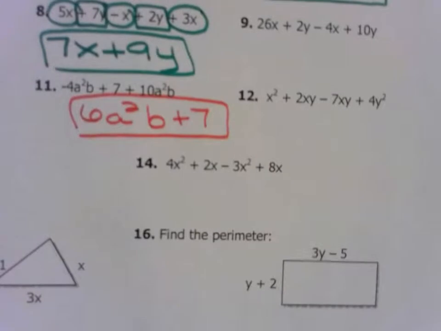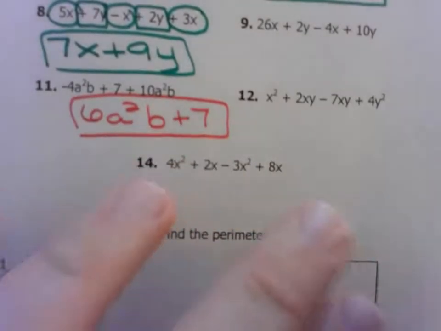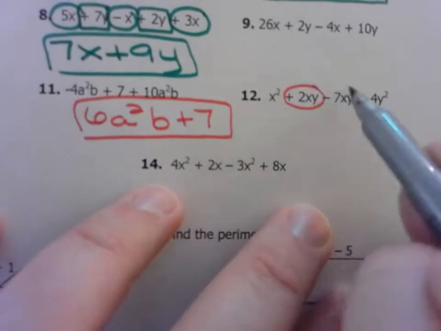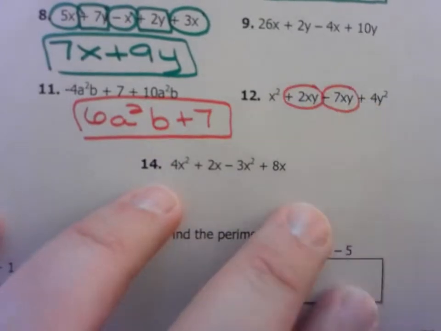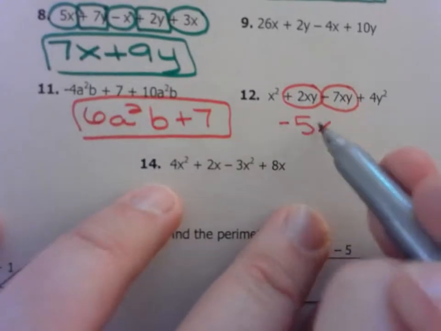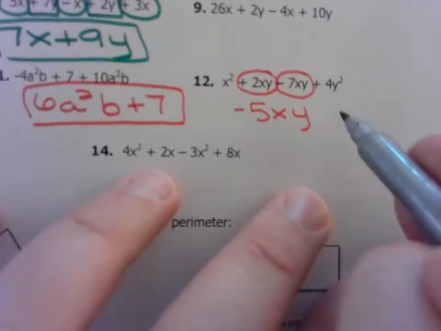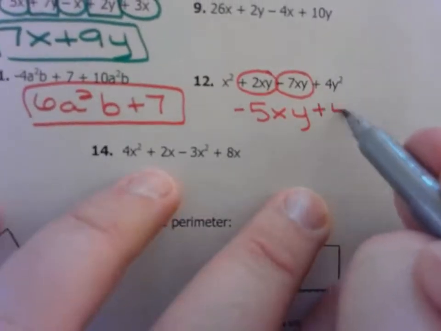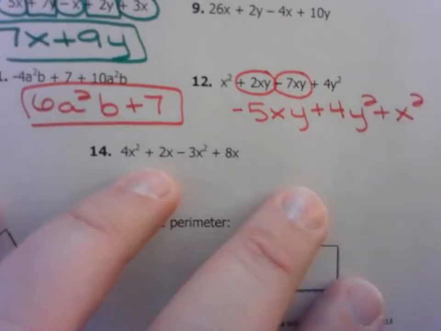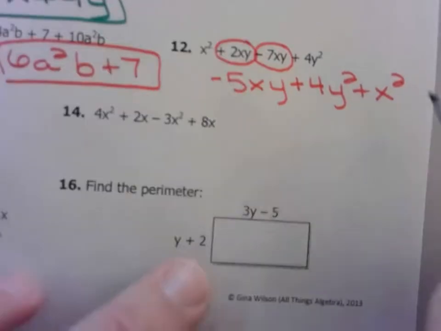If I look at 12, okay, what are my like terms for 12? XY. So 2xy minus 7xy. So what is 2 minus 7? Negative 5xy. What else do I need to put? Plus 4y squared. Plus x squared. There's nothing to combine 4y squared and x squared with, so I just write it down.